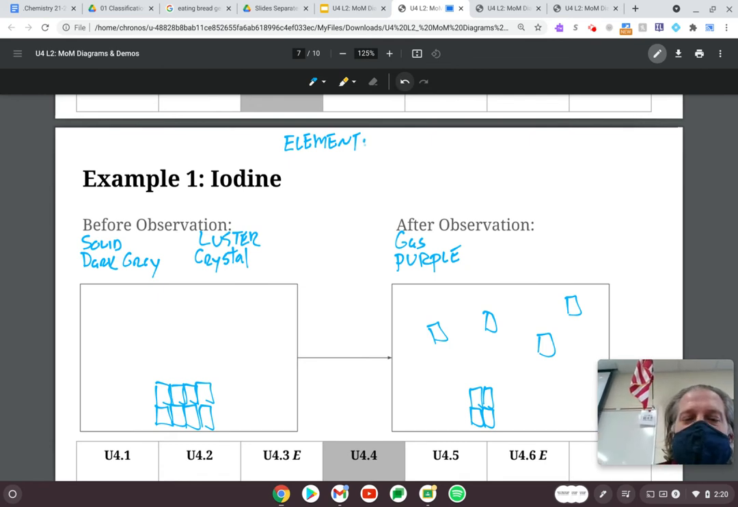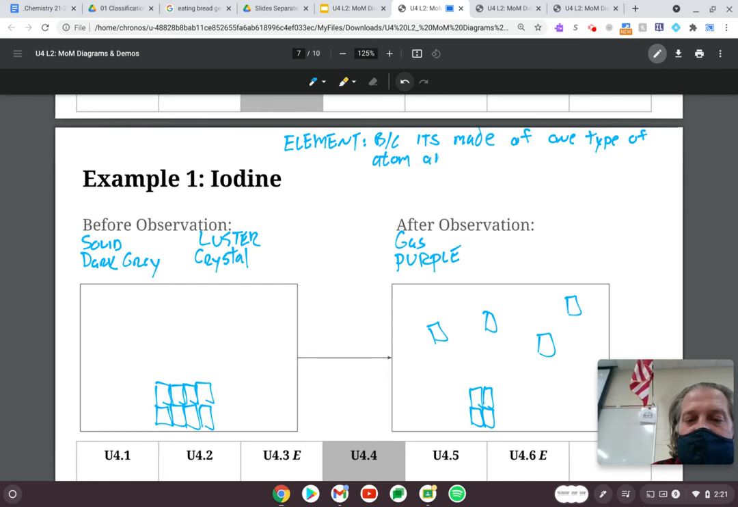Okay, there's a lot of good answers, but I think the best answer would be that this element is an element because it's made of one type of atom, and it's found on the periodic table.